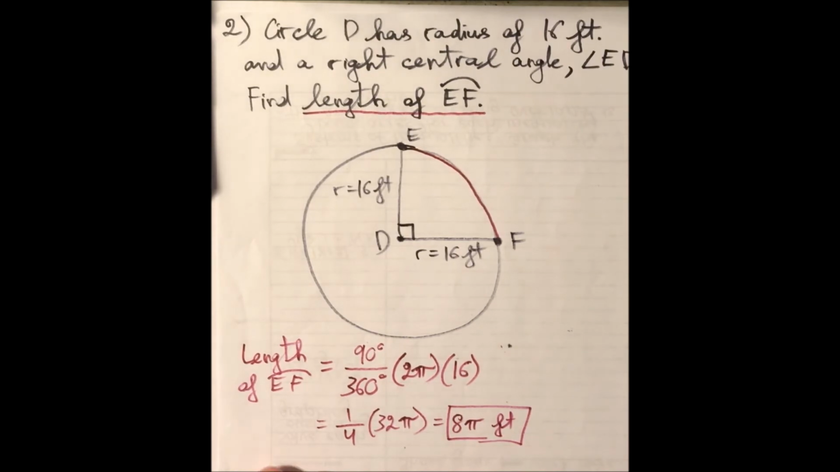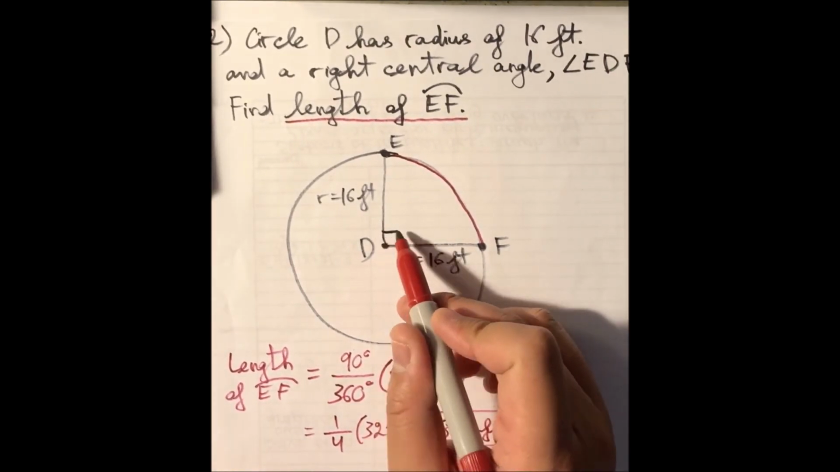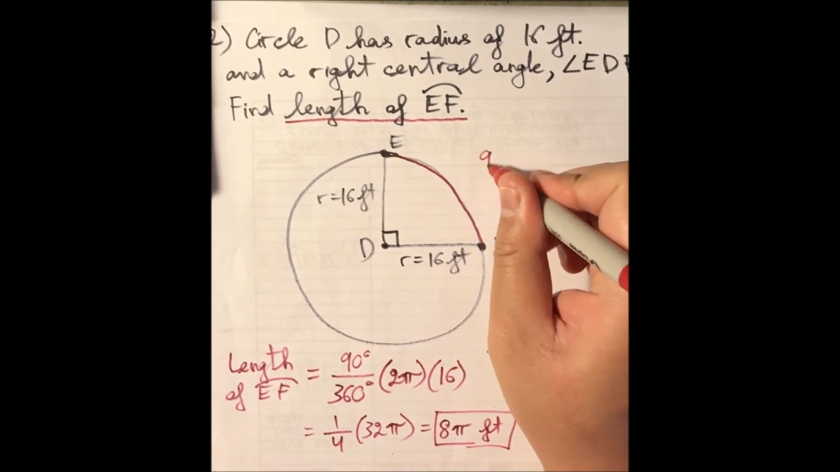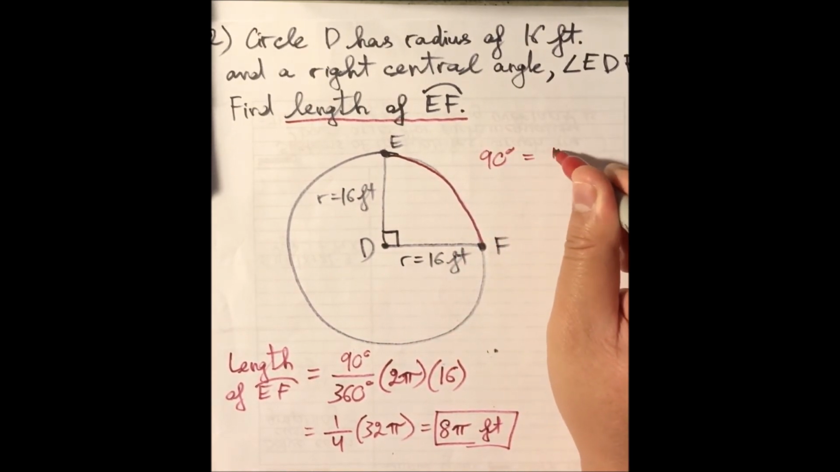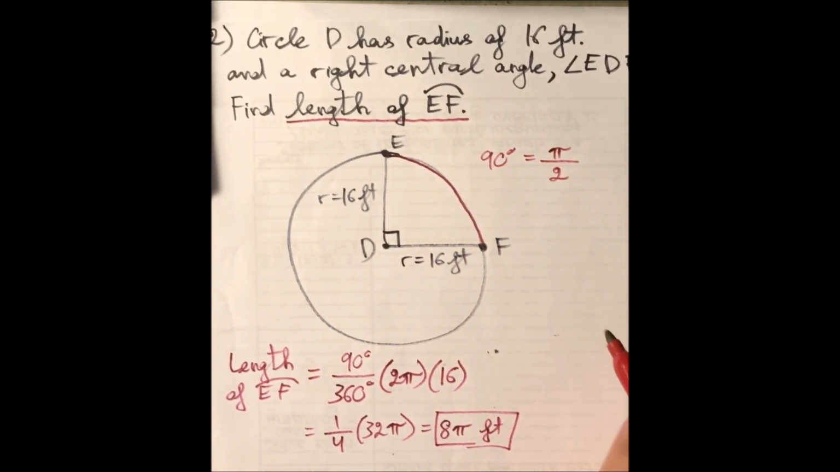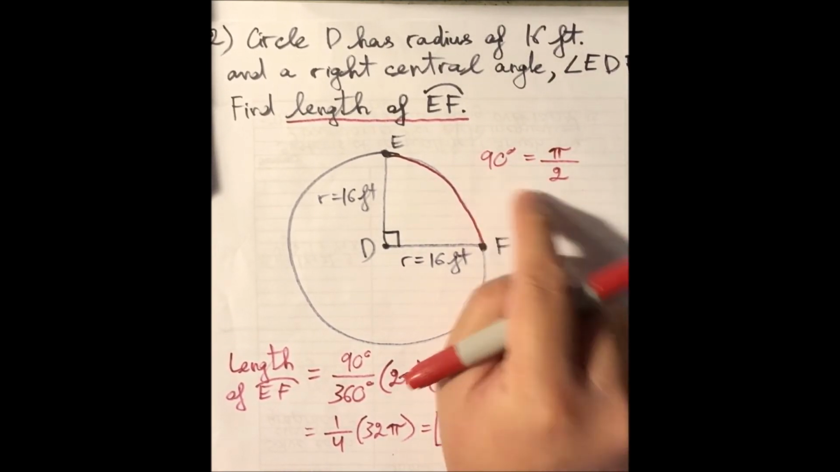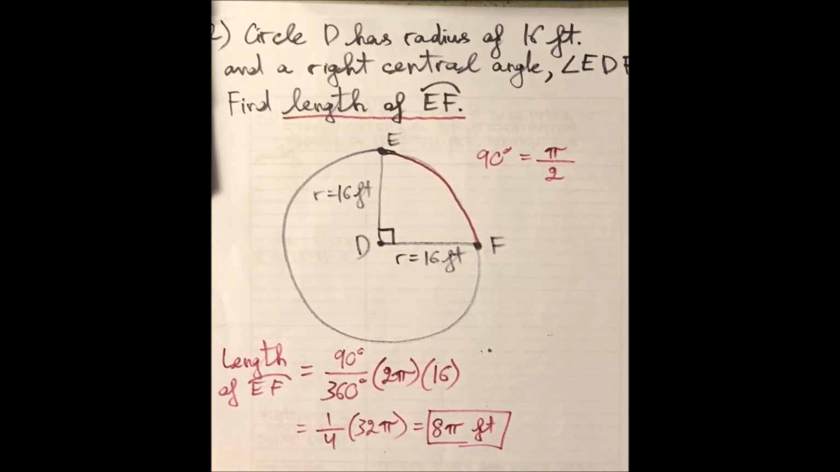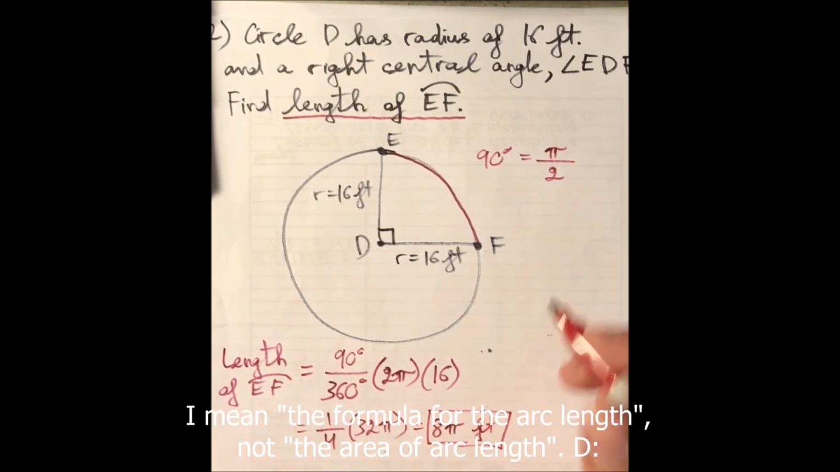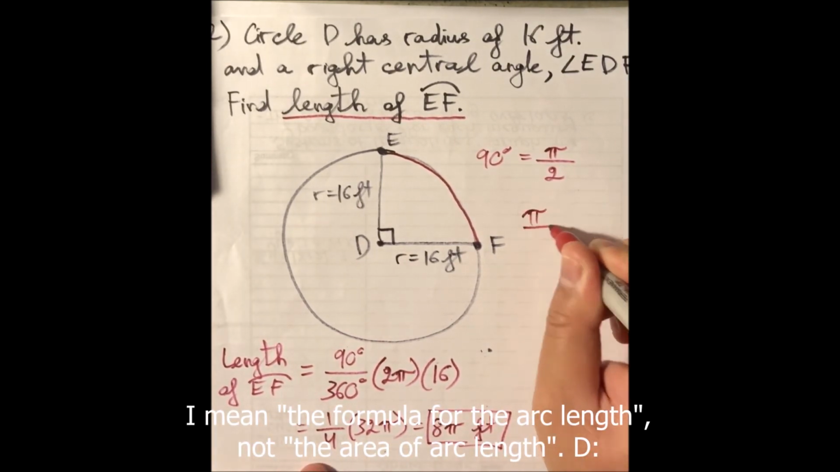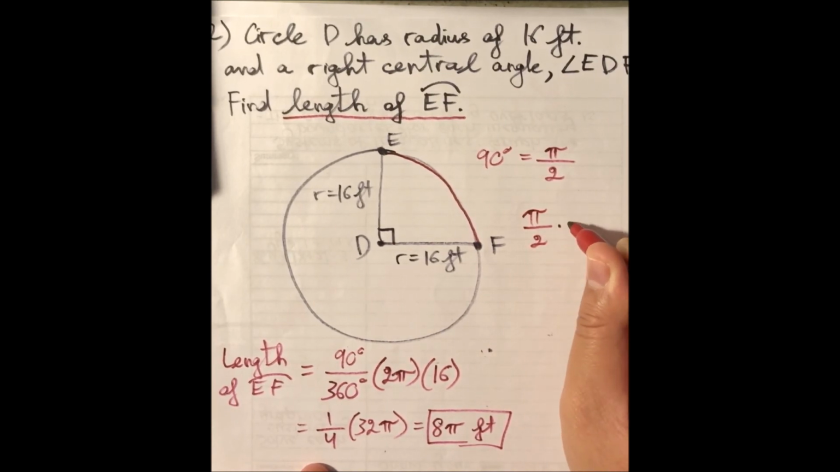And I think it should, because we know that 90 degrees, which is the central angle here, is the same as what? 90 degrees is the same as the equivalent radian form of pi over 2. So the degree form is 90, the radian form is pi over 2. So using the radian version of the formula for arc length, I'm going to have the radian form pi over 2 multiplied by the radius, which is 16.